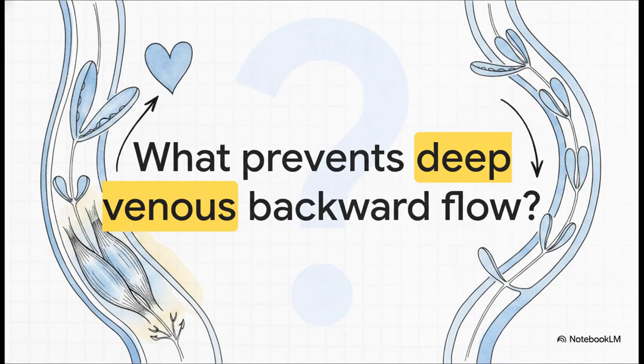What is the primary structural mechanism preventing deep venous backward flow? Is it A, arterial collateral circuits, B, bicuspid endothelial valves, C, capillary smooth muscle, or D, tunica media elastic tissues? Lock in your answer. It's B.